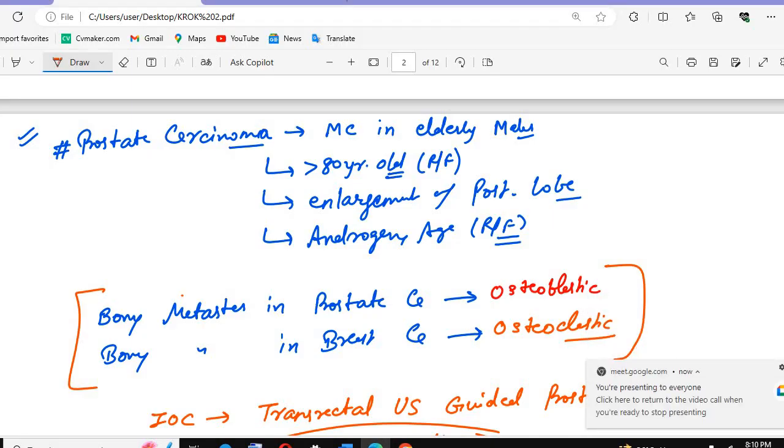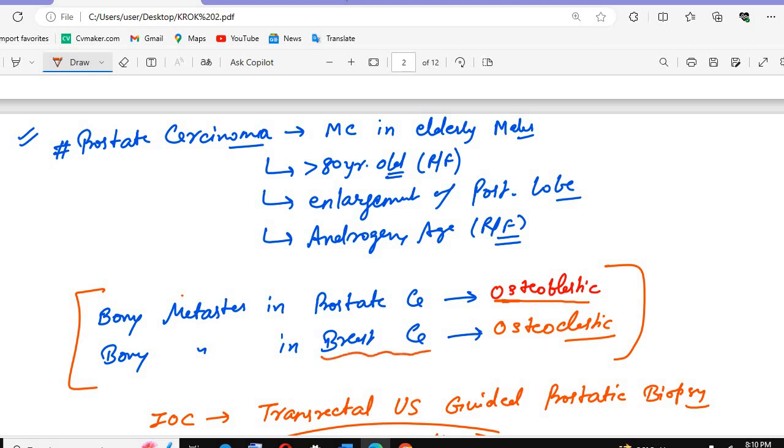We can see that there is bony metastasis in prostate carcinoma, which is osteoblastic. Bony metastasis in breast carcinoma is osteoclastic. So remember, if prostate carcinoma metastasizes to the bones, that will be osteoblastic. If breast carcinoma metastasizes to the bone, that will be osteoclastic.